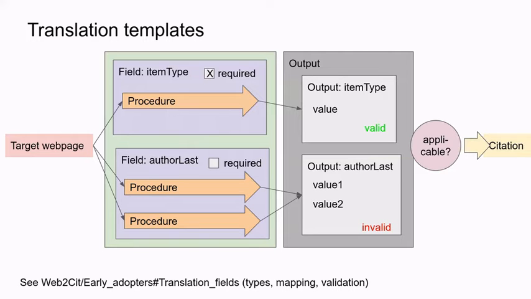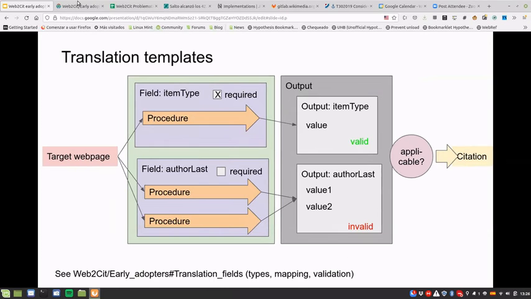And regarding template fields, in the guidelines, in the translation fields section, you can find further information about which field types we support, how these field types map to specific fields of the citation, and how we validate each field. So when we said that an output can be valid or invalid for a specific field, that follows some basic validation rules that are available in the guidelines. Just so that I'm not speaking in the air, let me open the guidelines here.